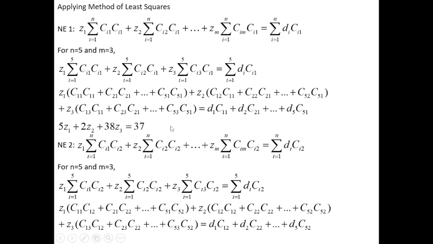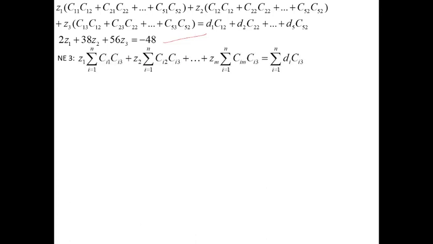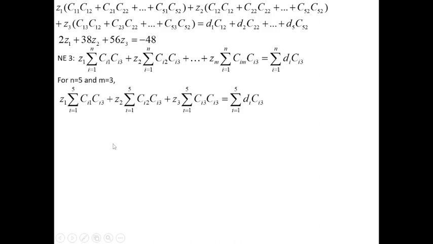So okay, na yun. Ayan yung magiging second normal equation natin. Okay? Then, for the third normal equation, ito naman yung ating third normal equation. So, for n equals 5 and m equals 3, we replace n by 5, and we replace m by 3. Ayan.